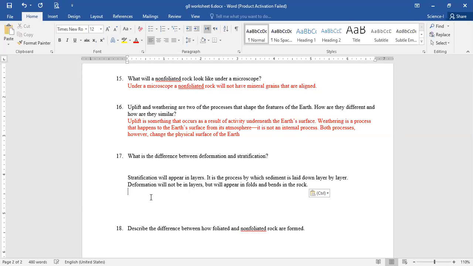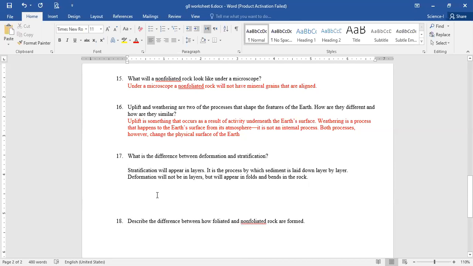Okay, so here we said the stratification will appear in layers. It is the process by which the sediments are laid down layer by layer, or they are already arranged in the form of layers, as Kinsey said. While deformation will not appear in layers, but it will appear as folds or bends because of the force applied on the rock to change its shape.